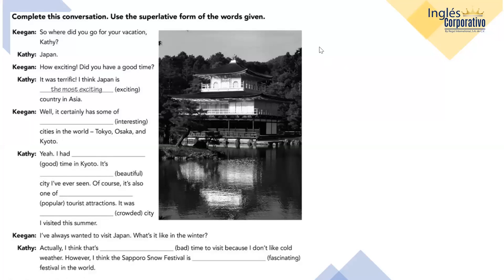We're going to have this conversation. Use the information in parentheses, for example. So where did you go for your vacation, Kathy? Japan. How exciting. Did you have a good time? It was terrific. I think Japan is the most exciting country in Asia. Well, it certainly has some of... What is here?